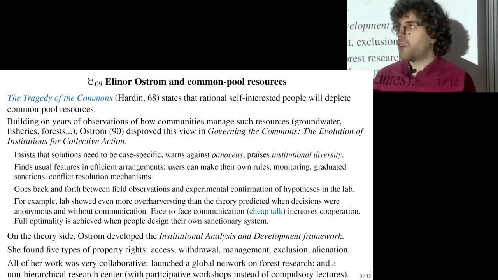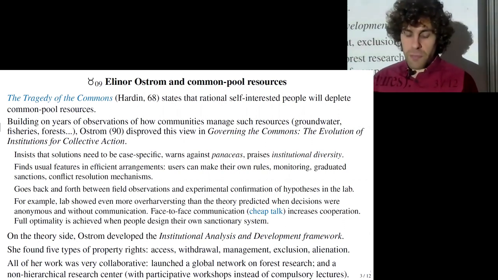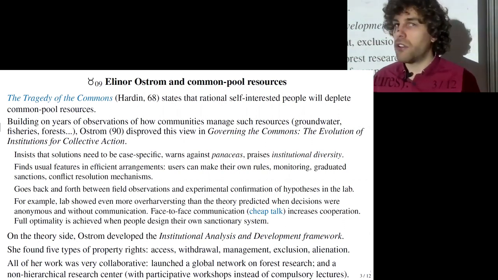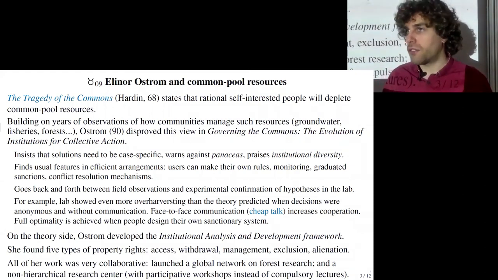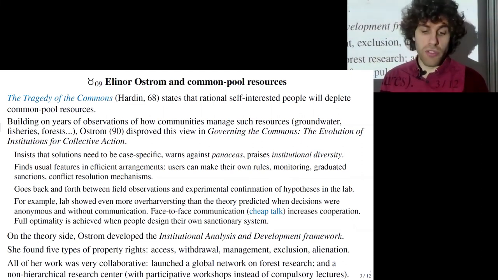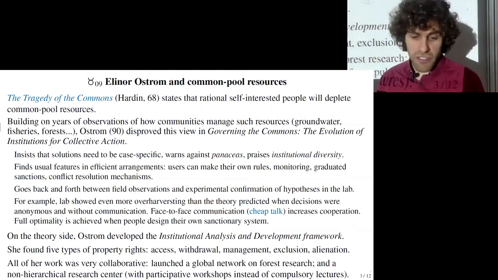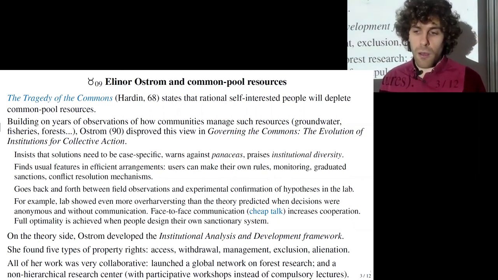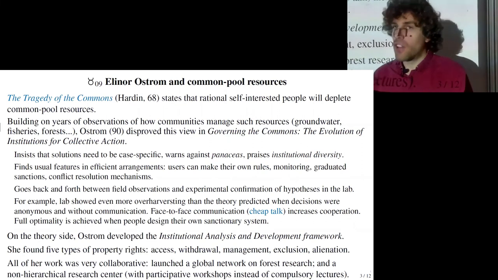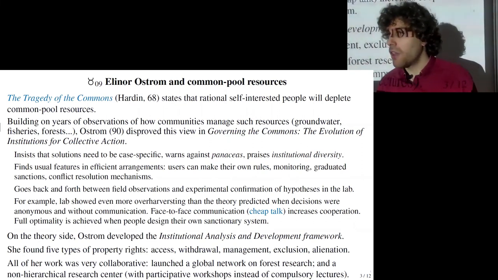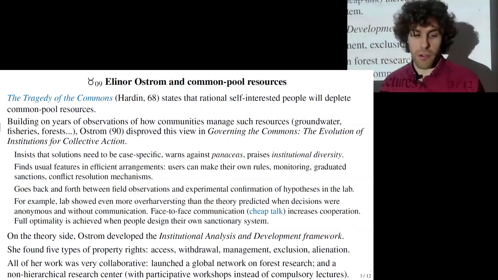All of her work was very collaborative. For example, she launched a global network on forest research, so that many researchers around the world apply the same methods to analyze how forests are managed, but in a non-hierarchical way. So they collaborate with each other, share their results, but work independently of each other.